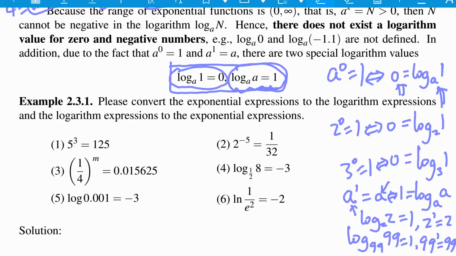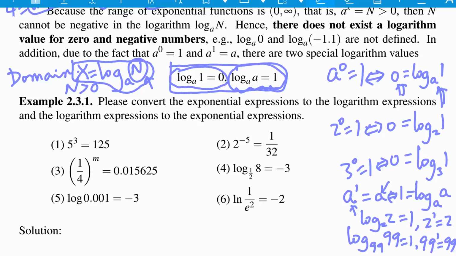Another thing I may want to emphasize is the domain. You see, we have a log base a to the number. This number can never be negative or zero. This n all the time needs to be greater than zero. Why? Here is the thing. Look. We assume this one is x. Then how are we going to write it back? We may write in this way, that's a to the x is n.